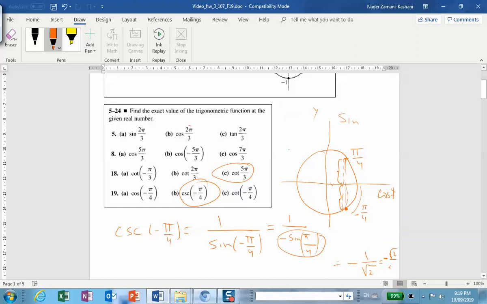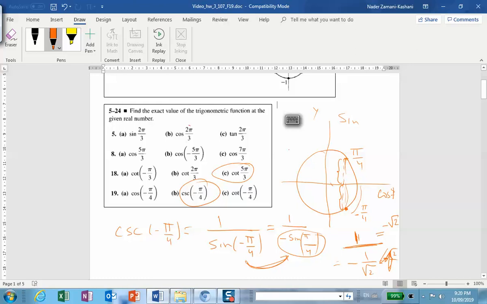Wait a minute. Sorry, this is a mistake here. It's 1 over this. That's bad. So this is equal to minus root 2. The answer is minus root 2. You can say it based on the fact that sine is an odd function, or you can look at the trig circle and say that sine of minus pi over 4 is negative of sine of pi over 4.